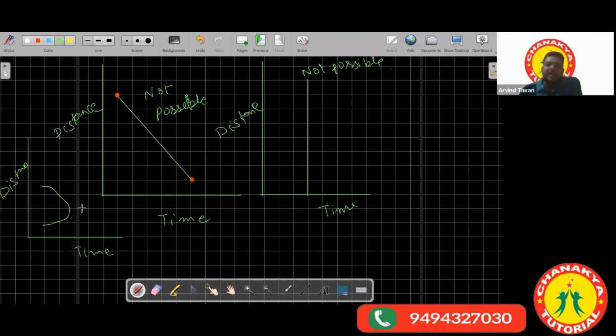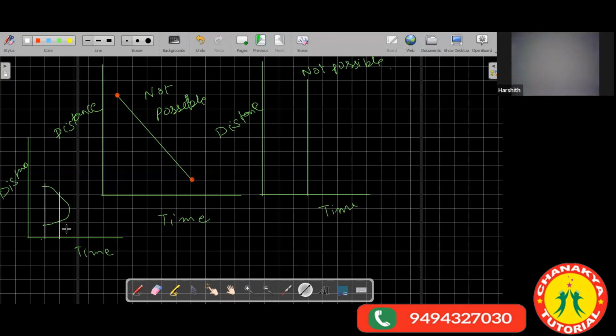If you read the graph, it represents that at any instant of time, the object has two distances. For example, at this time, we will find two distances of the object. At this time, we find two distances of the object, right? So it shows that the object has covered two distances in two different time intervals. That is why this graph is not possible. It's not possible that the same object will be at two positions.